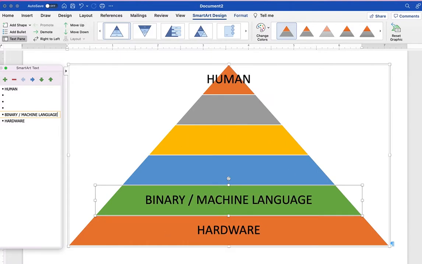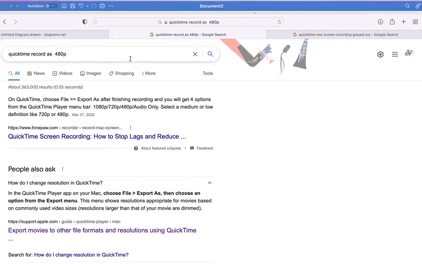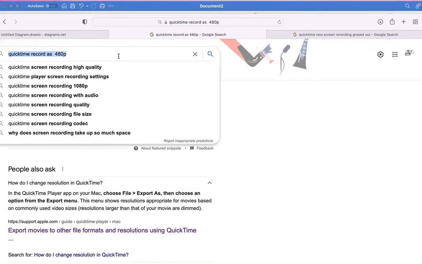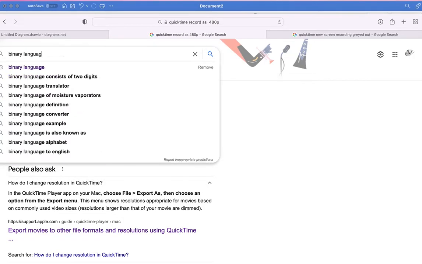Okay? Now, what does binary mean? I am glad you asked. Sorry, that was just me trying to figure out roundabout ways as to why my QuickTime was breaking all of a sudden. But, binary language.